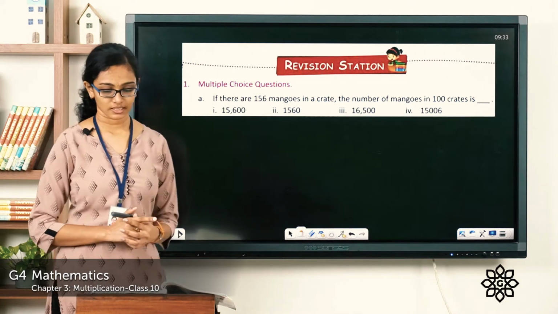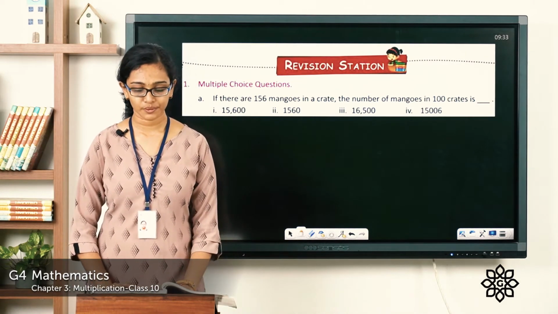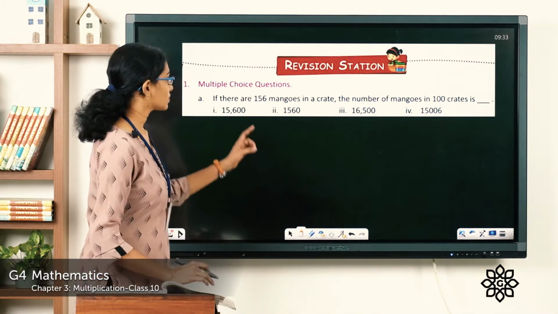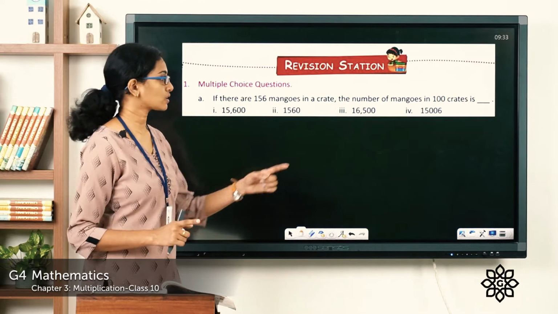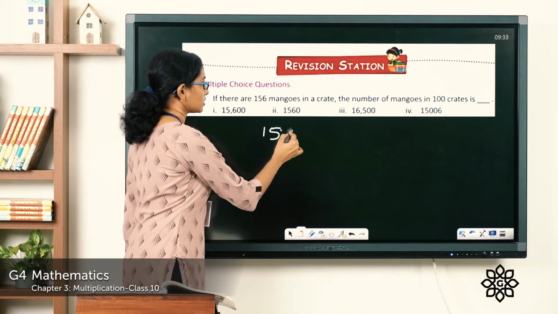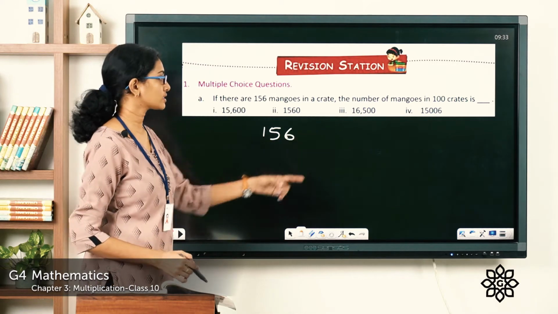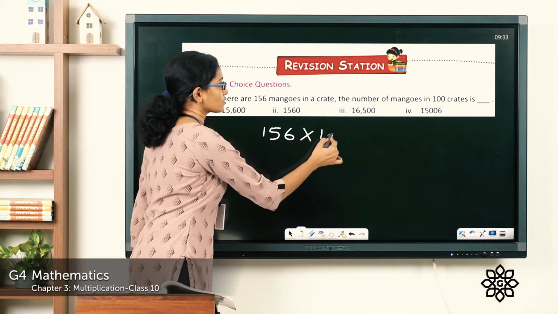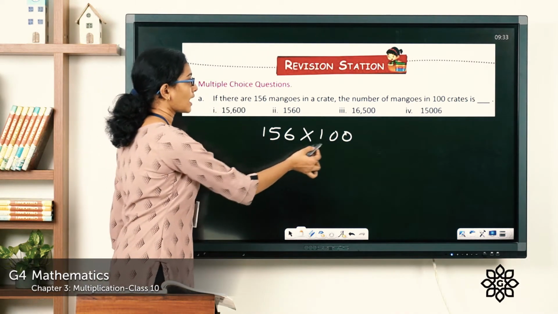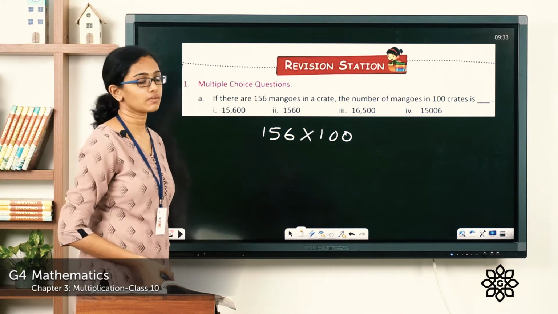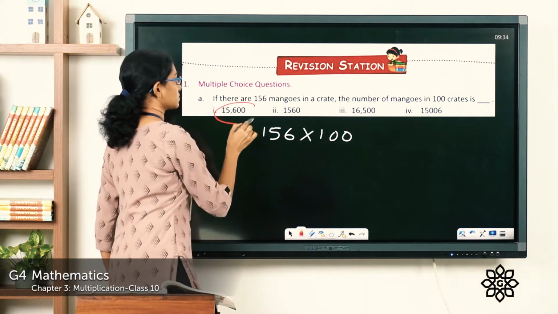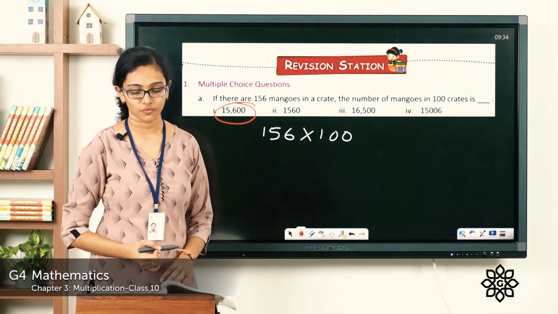The first question is, if there are 156 mangoes in a crate, the number of mangoes in 100 crates is. So you are asked to find the total number of mangoes in 100 crates, right? 156 mangoes in one crate, so in 100 crates, it would be 156 into 100. We know when you multiply a number by 100, you just need to add 2 zeros to the end of the given number. So that gives you the answer as 15,600. This would be the correct choice for the question.